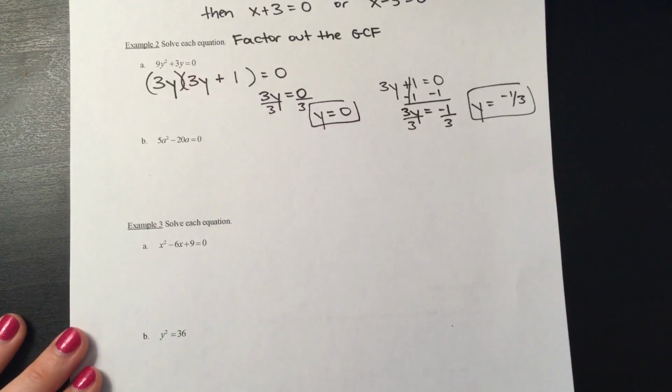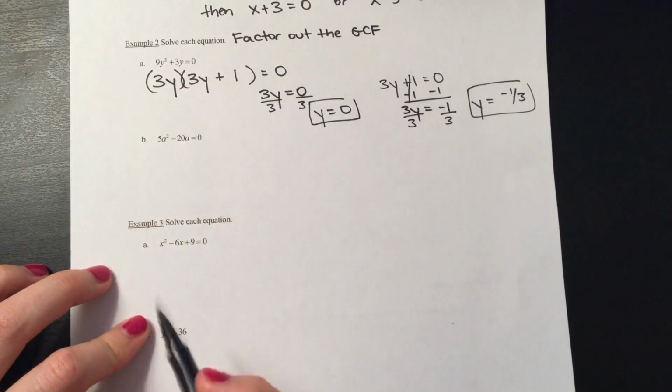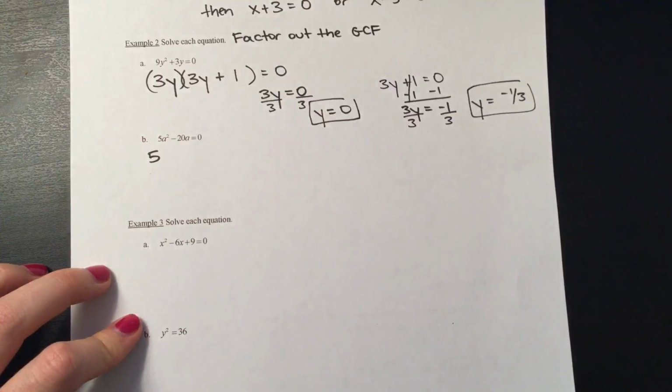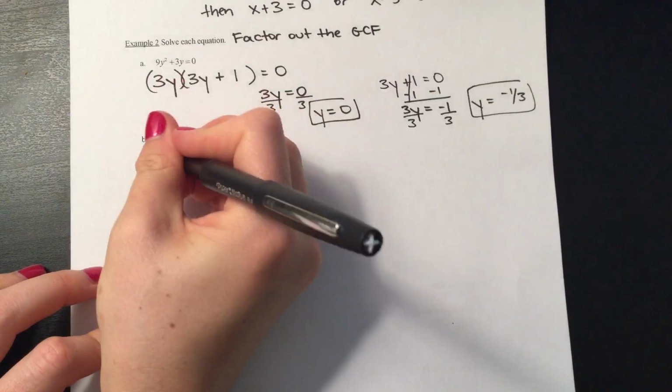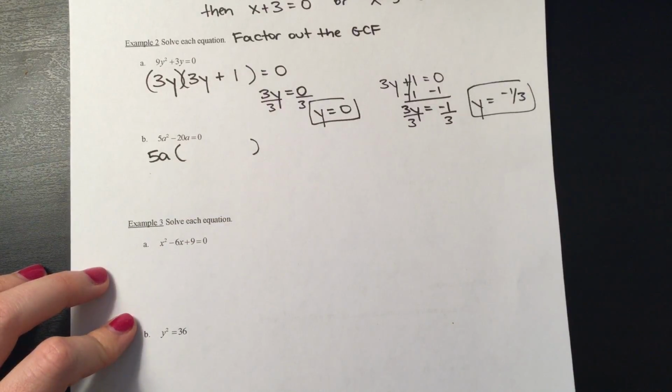Okay, this one, GCF, same thing. You should always look for a GCF, see if there's anything that all of the terms have in common. So between 5 and 20, they're both divisible by 5. And between a squared and a, they're both divisible by a. So in parentheses, you should write the leftovers.